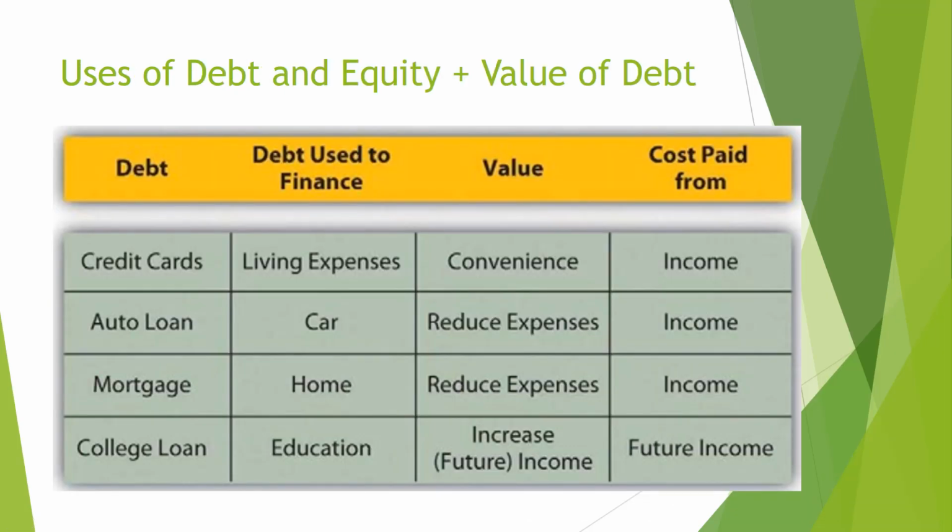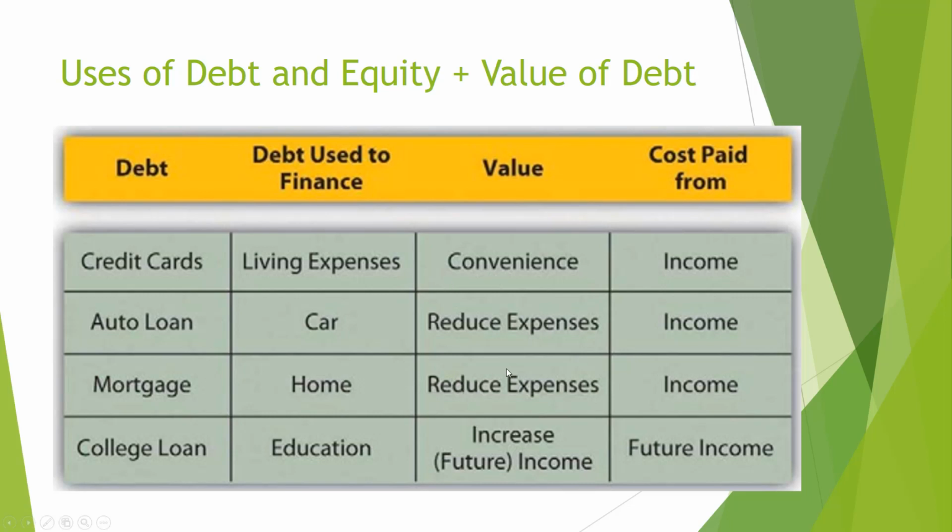So let's look at some examples of debt. With credit cards, you can use that to finance your living expenses. An auto loan or a mortgage loan can help you finance a car or a home, respectively. And if you can't afford to pay for college, you can get a college loan to help fund your education. Now, the value behind these debts is that with your credit cards, you can enjoy the benefits sooner rather than later. This is the convenience factor.